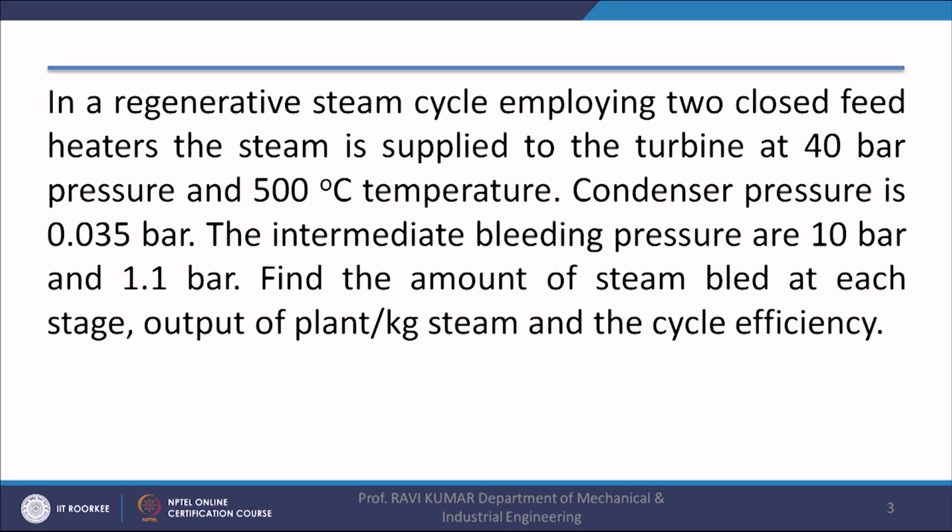Steam at the inlet of the turbine is at 40 bar, temperature is 500 degree centigrade, condenser pressure is 0.035 bar, approximately exactly 3.5 kilopascal. The intermediate bleeding pressures are 10 bar and 1.1 bar. Find the amount of steam bled at each stage, output of plant per kg of steam and the efficiency of the cycle.